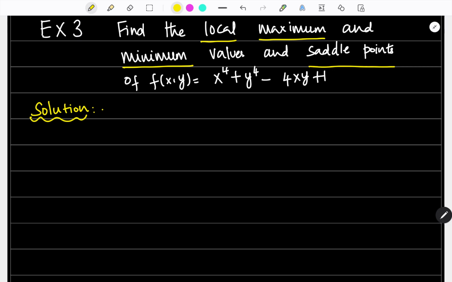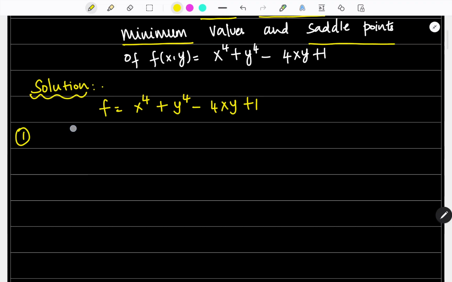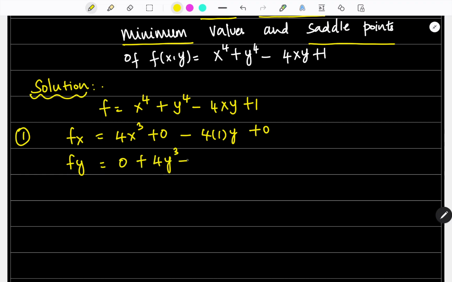What is your f? f is x to the power 4 plus y to the power 4 minus 4xy plus 1. Step number 1: you are going to find fx and fy. The partial derivative with respect to x is 4x cubed plus 0 minus 4 times y, and the derivative of 1 is 0. Next, the partial derivative with respect to y is 0 plus 4y cubed minus 4 times x, since x is a constant, and the derivative of 1 is 0.